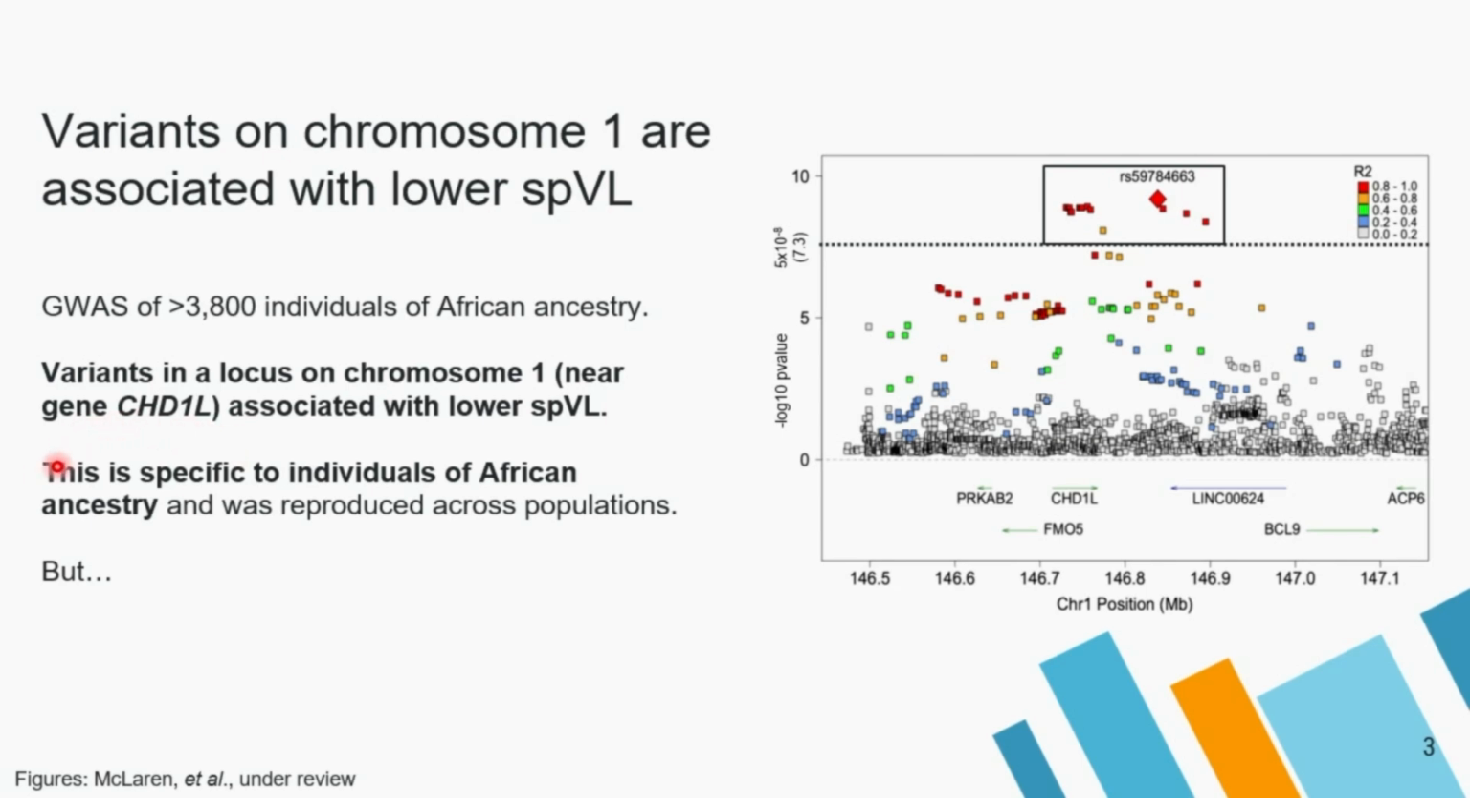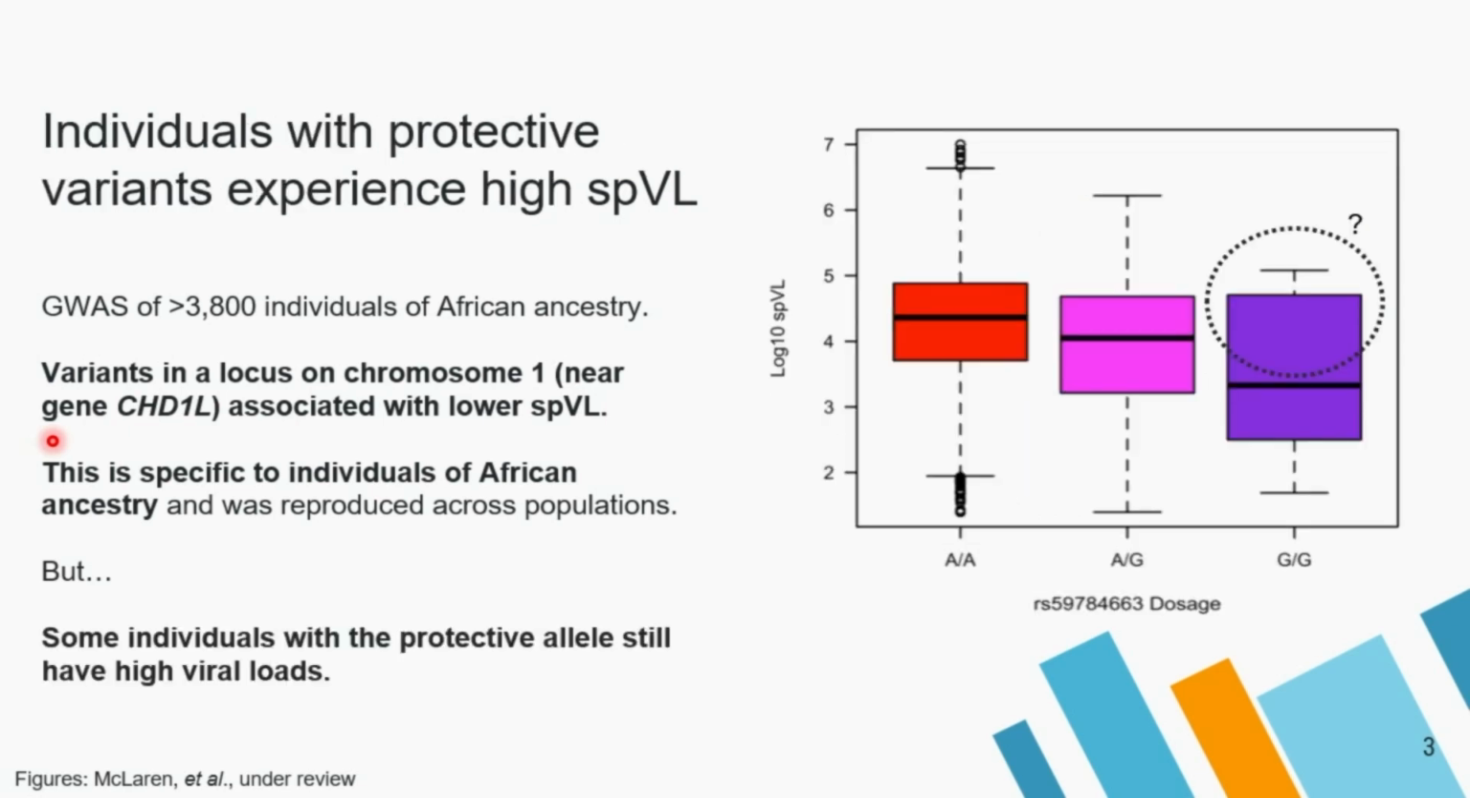And what's important about this association is that it's specific to individuals of African ancestry, and it's reproduced across different African populations. And I'll also just make a note that CHD1L is a helicase-like protein that has been shown to restrict HIV replication in vitro. However, some individuals that have these protective alleles on chromosome 1 still experience high viral loads.